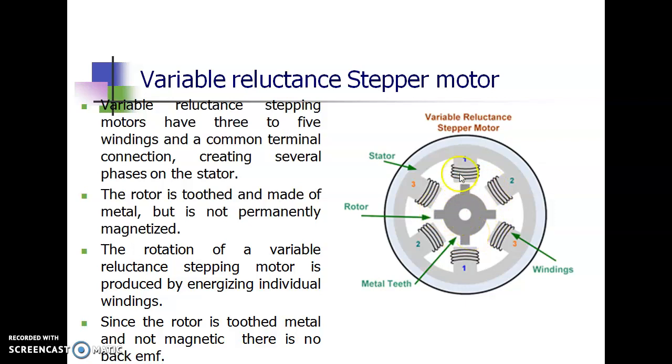By energizing the stator windings, they become electromagnets which pull the rotor towards them. The rotation of a variable reluctance stepping motor is produced by energizing individual windings. Since the rotor is toothed metal and not magnetic, there is no back EMF. In the permanent magnet type there is a back EMF, which is not there in the variable reluctance stepper motor. That is the added advantage of the variable reluctance stepper motor.